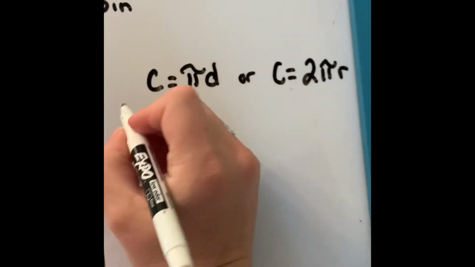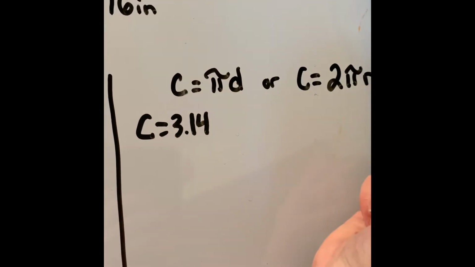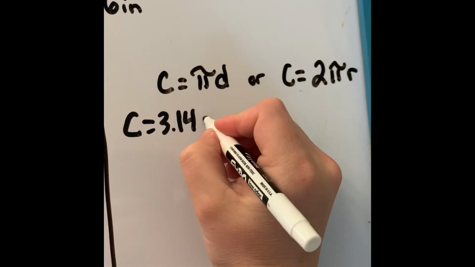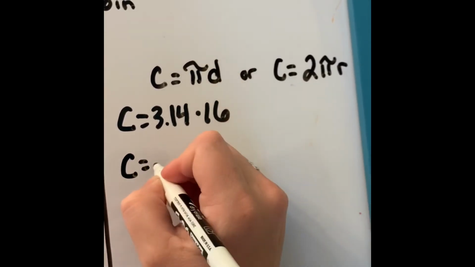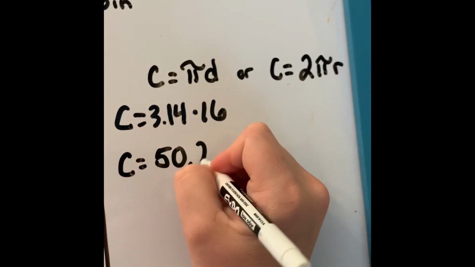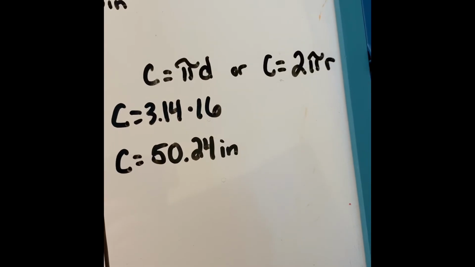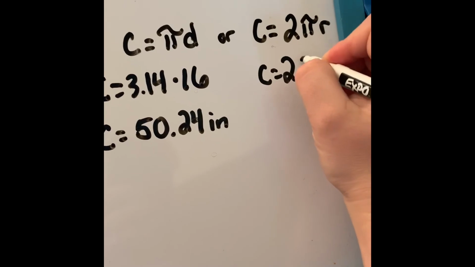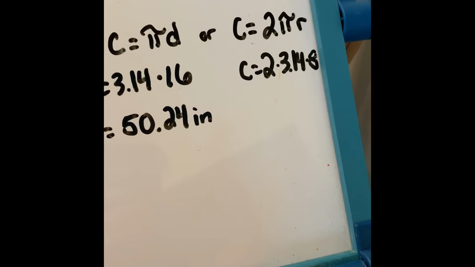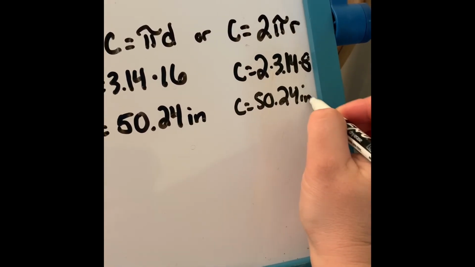So let's start with this formula. So circumference equals pi. I'm going to use 3.14 for pi. And my diameter is 16. So my circumference, 3.14 times 16, is 50.24. And my label I'm going to use is just inches. Okay. Or if I use this formula, circumference equals 2 times 3.14 times my radius, which is 8, also will equal 50.24 inches.